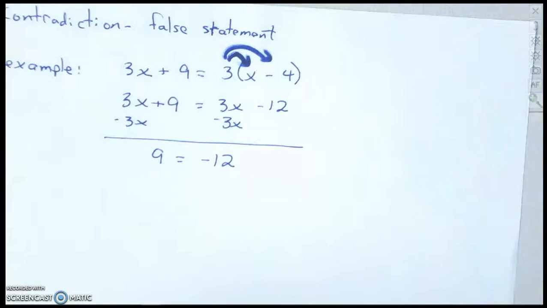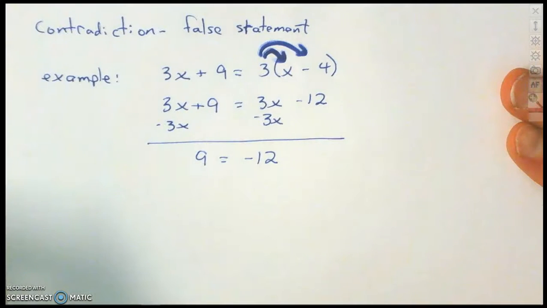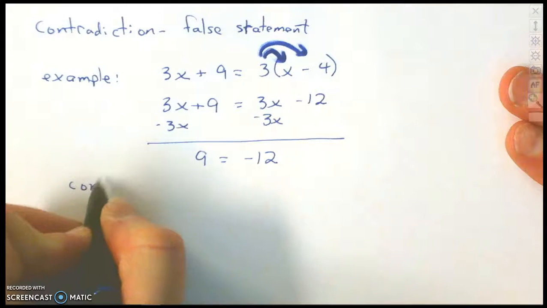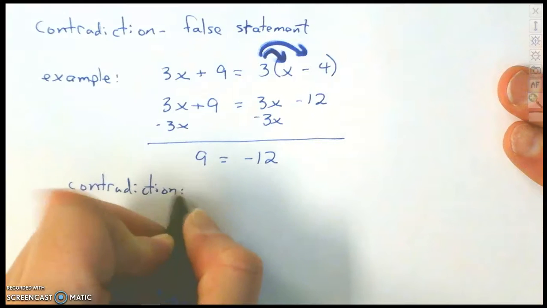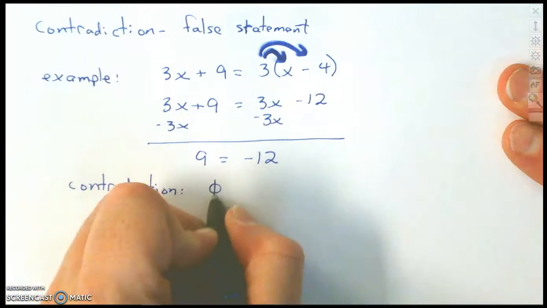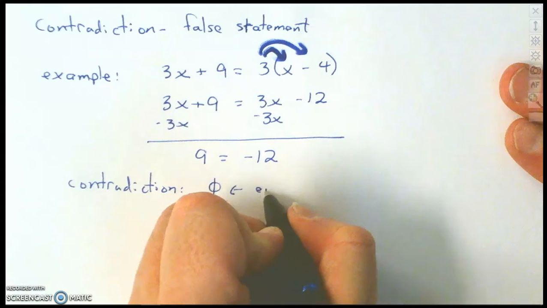All right, so again, we just talked about a contradiction, and this is a contradiction. And when we have a contradiction, we have no solution. And our solution set is the empty or the null set. Okay, this is called the empty or null set.